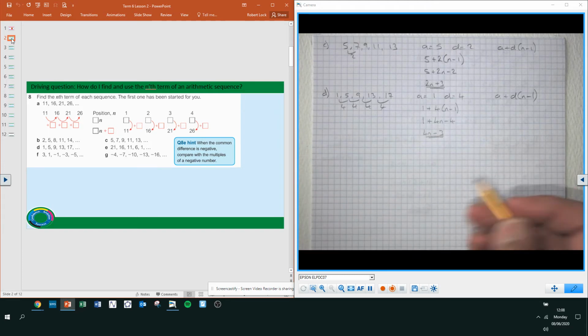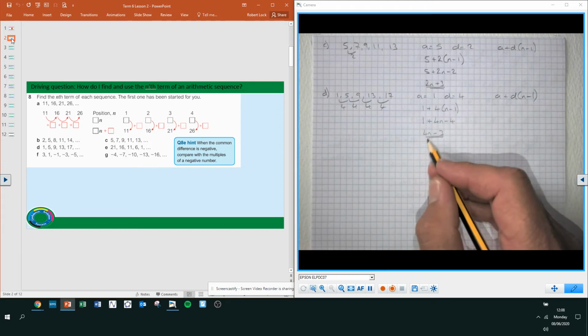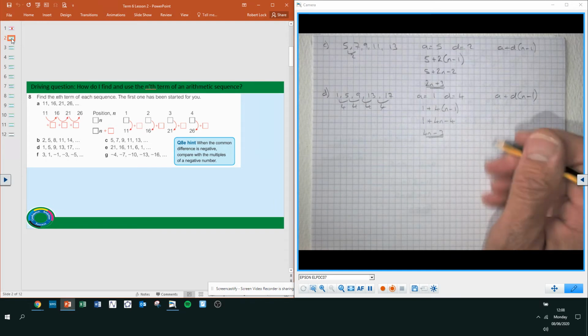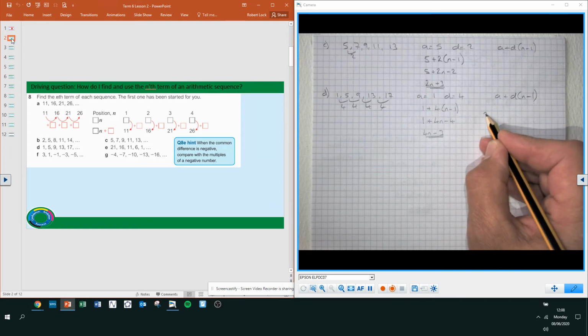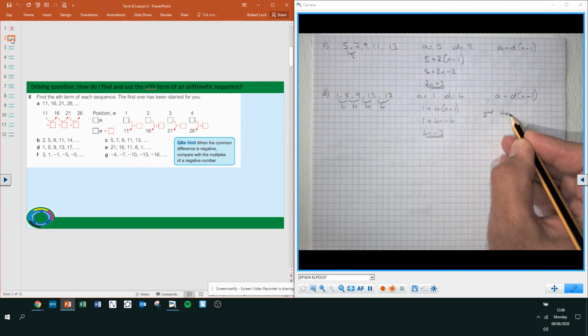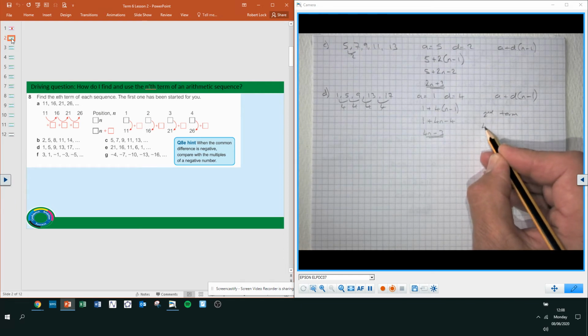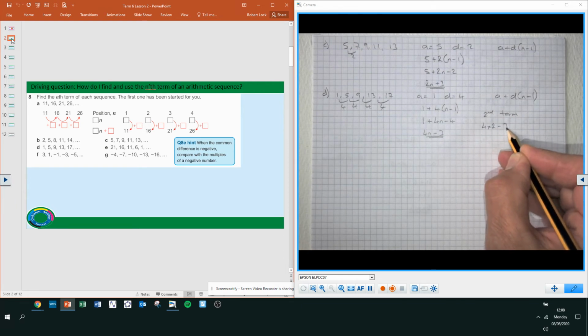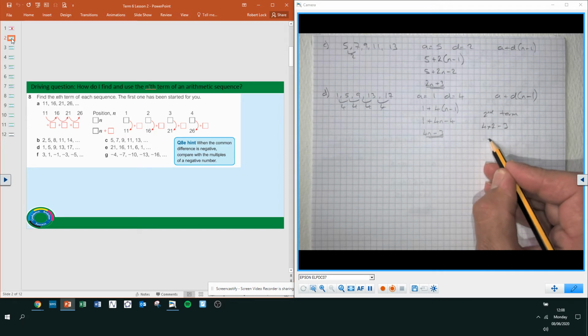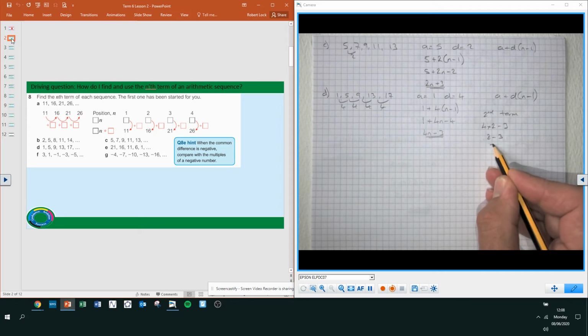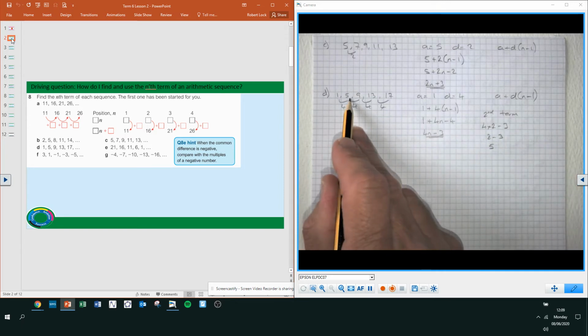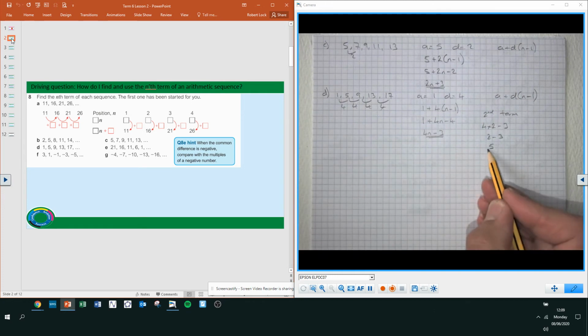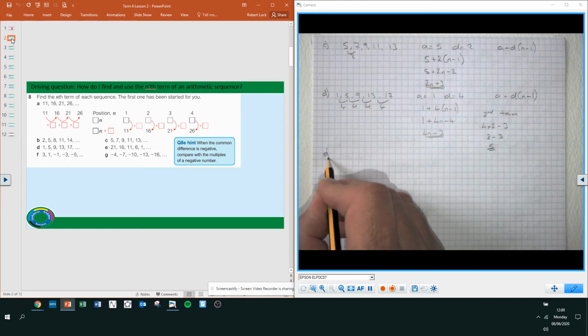And a way to check it out. You should check your answers. 4 times 2. Say the second term. 4 times 2 minus 3. 4 times 2 is 8. Take away 3. So the second term should be 5. Second term is 5. E.